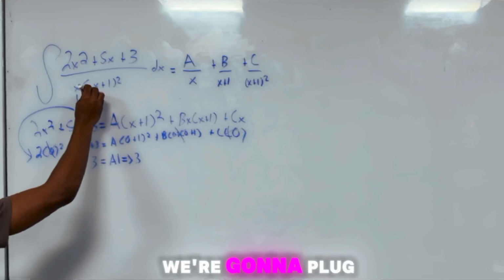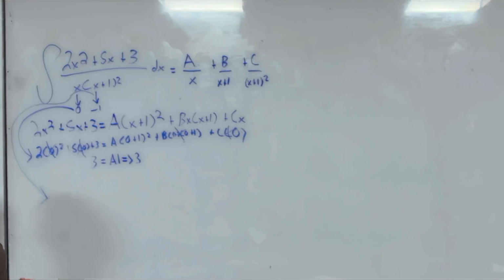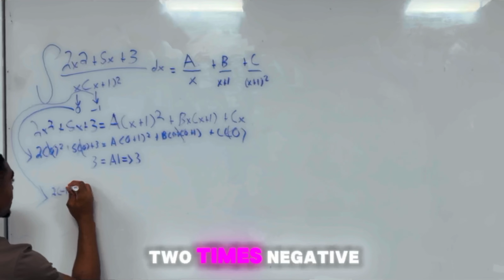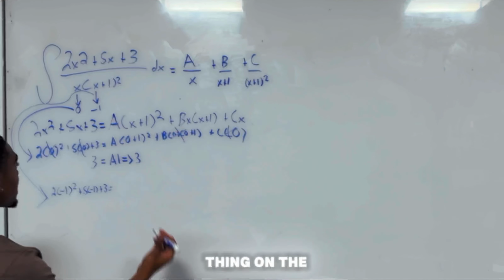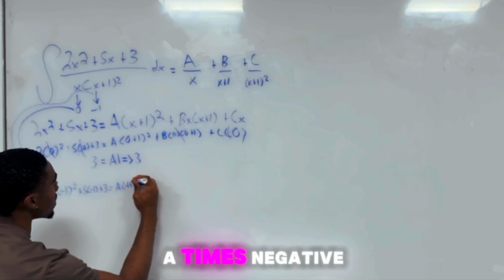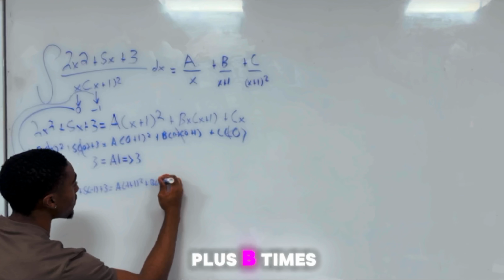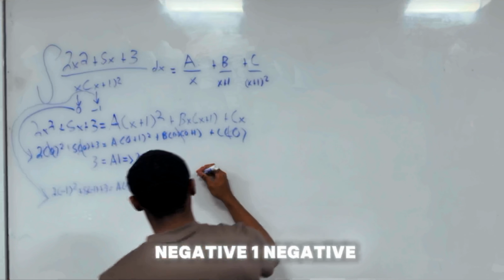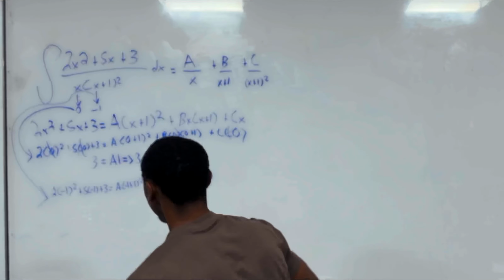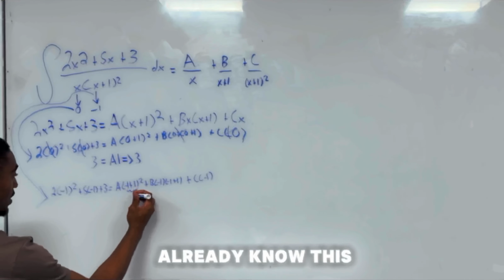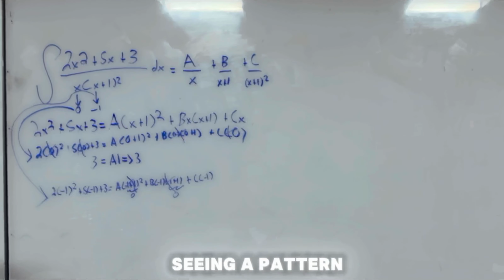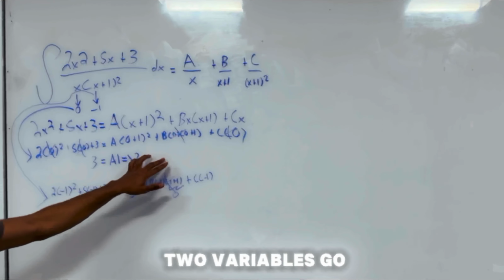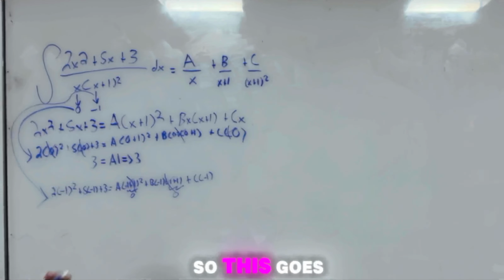So this time we're going to plug in our negative 1: 2 times negative 1 to the second power plus 5 times negative 1 plus 3. Do the same thing on the right hand side. A times negative 1 plus 1 to the second power plus b times negative 1 times negative 1 plus 1 plus c times negative 1. And as we already know, this is going to equal 0, so get rid of it. This is going to equal 0, so get rid of it. And if you can already notice right now, we're seeing a pattern. When we solve for one variable, typically the other two variables go away in most cases. So this goes away, this goes away.